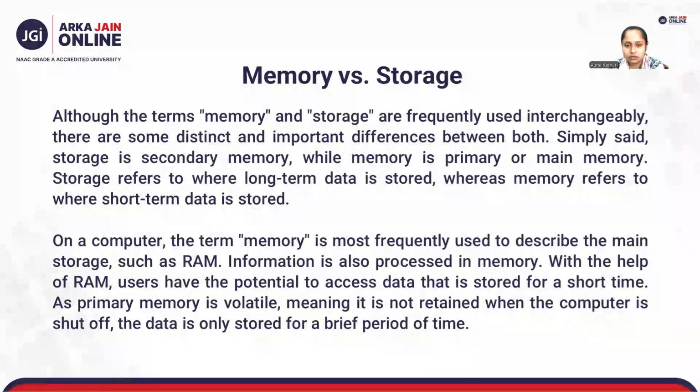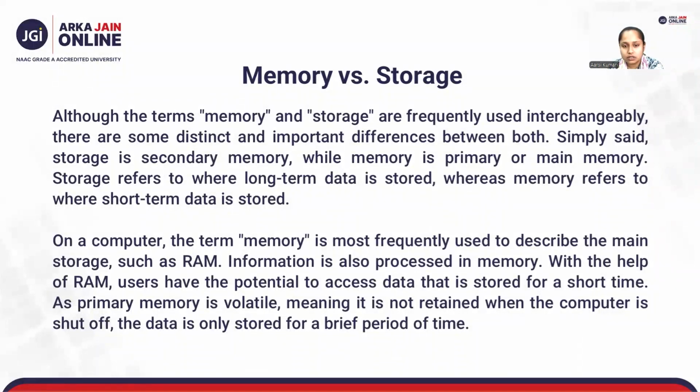On a computer, the term memory is most frequently used to describe the main storage, such as RAM. Information is also processed in memory with the help of RAM. Users have the potential to access data that is stored for a short time. As primary memory is volatile, meaning it is not retained when the computer is shut off, the data is only stored for a brief period of time.